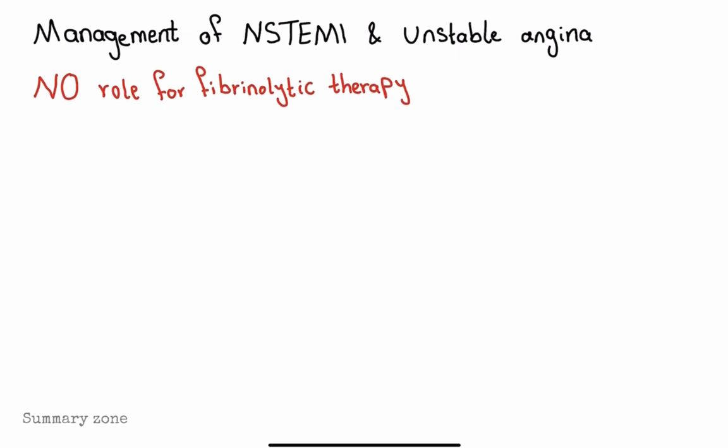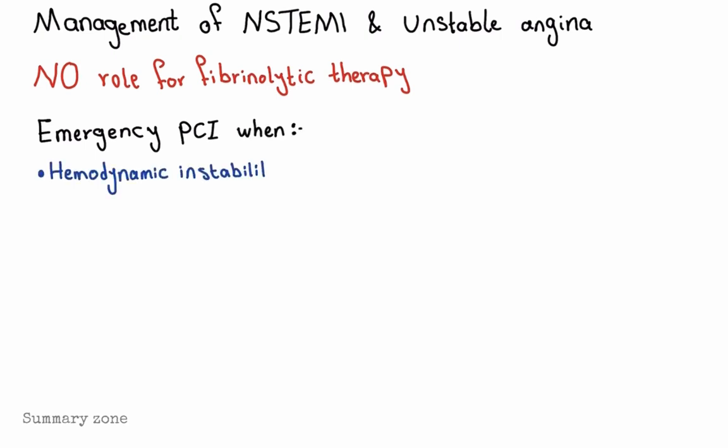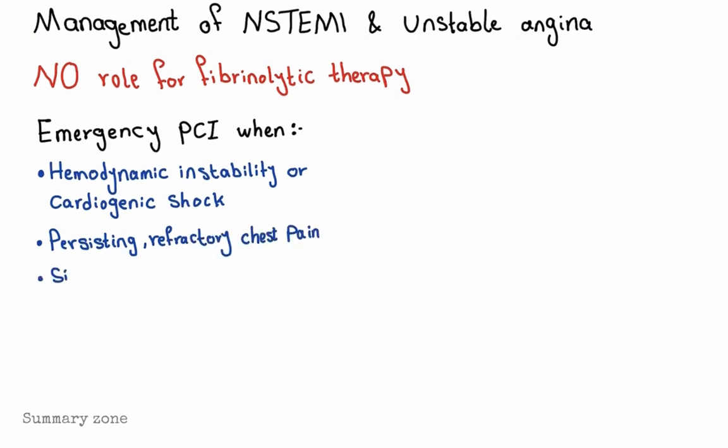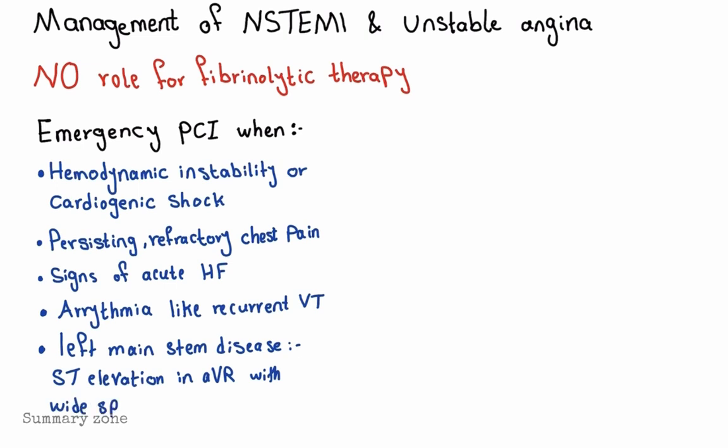angiography and PCI. However, you must rush an NSTEMI patient to emergency PCI if they have any high-risk features, such as hemodynamic instability or cardiogenic shock, persisting refractory chest pain, signs of acute heart failure, life-threatening arrhythmias like recurrent VT, or specific dynamic ECG changes like ST elevation in lead aVR with widespread ST depression, which suggests left main stem disease.